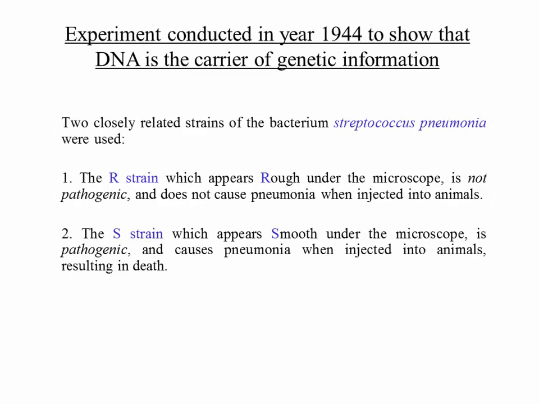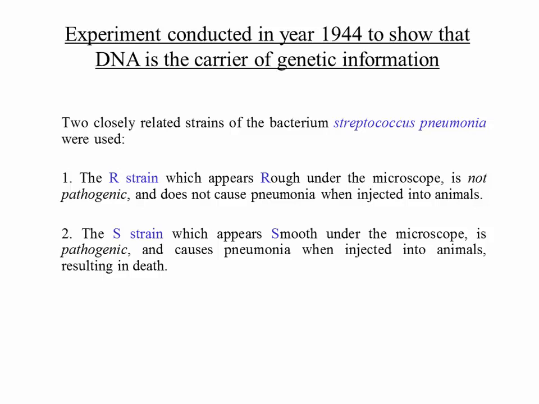And this experiment conclusively proved that DNA is the carrier of genetic information. In this experiment, scientists took two closely related strains of the bacterium Streptococcus pneumoniae. This is a bacterium that causes pneumonia in animals, and there are two different strains. One of the strains is called the R strain, and R comes from the word rough, because it appears rough under the microscope.